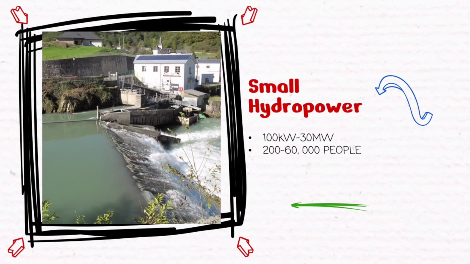Secondly is the small hydropower. It can produce electricity in the range of 100 kilowatt to 30 megawatt. In the meantime, it can accommodate between 200 to 60,000 people. Finally is the large hydropower. It has the capacity to generate more than 30 megawatt of electricity. In the meantime, more than 60,000 people can be accommodated.